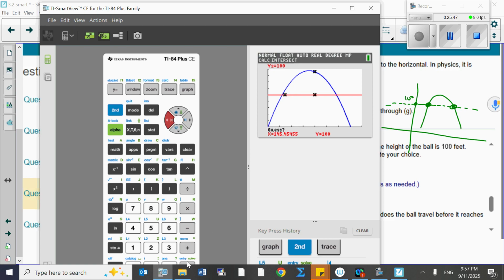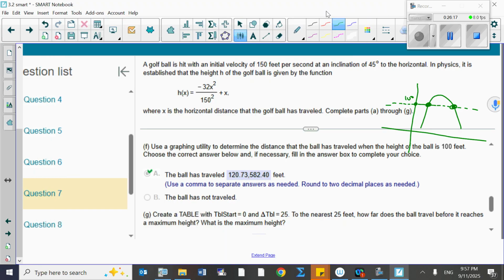And here I press enter, it's going to give me this point, 120.7299. To find the next one, do the same thing. 5, enter, enter, and move the cursor close to that point. Even here is okay, and enter. It will go to the point, and that's the other point. So these are the values of the x when the height is 100.